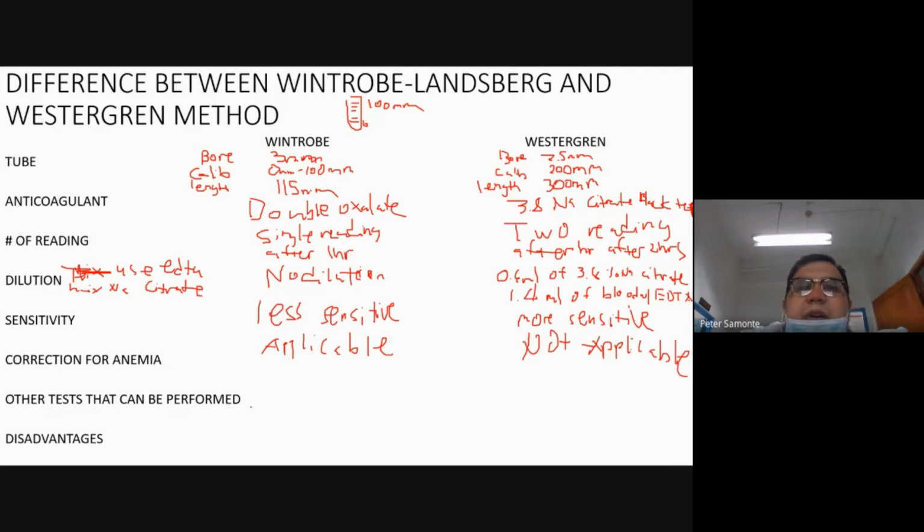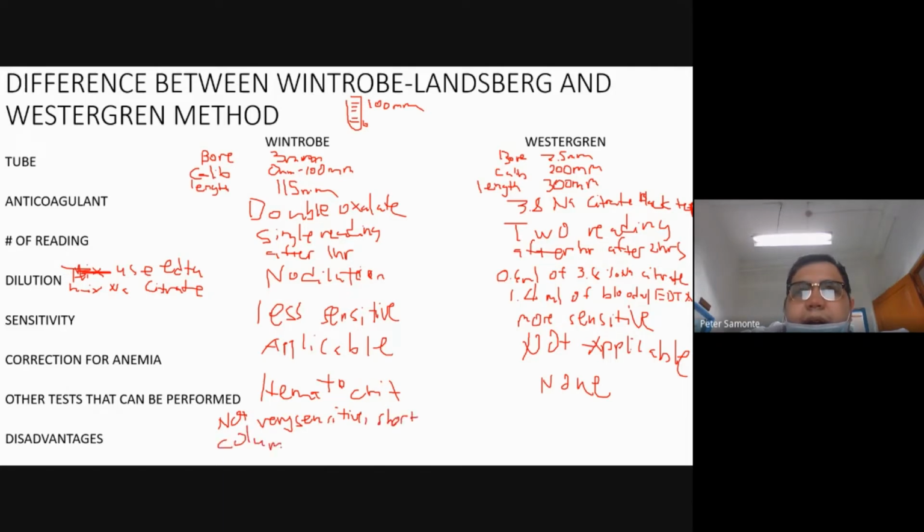Other tests can be performed. So sa Wintrobe class, di ba diniscuss ko sa hematocrit nyo, you could use the Wintrobe tube for hematocrit determination. For your Westergren, wala. Specific lang ang Westergren nyo for ESR. Pag disadvantages naman niya, yung Wintrobe nyo is not very sensitive. Short column of blood. So remember, ano lang siya, 115 millimeters lang siya. Short column.